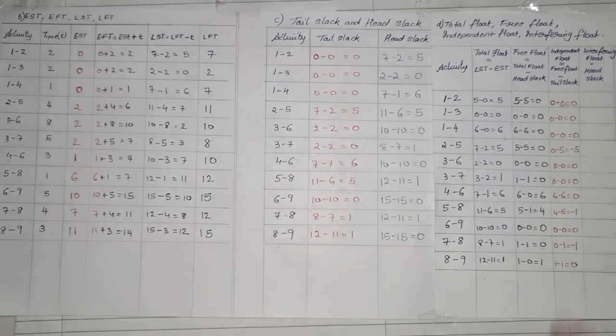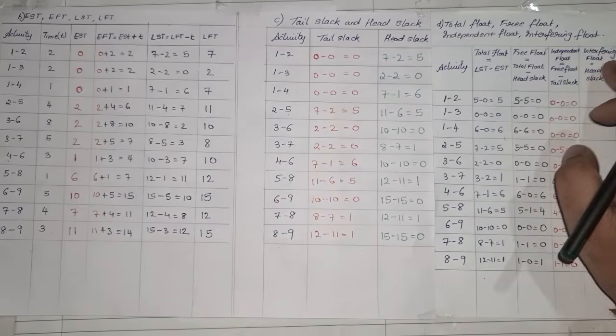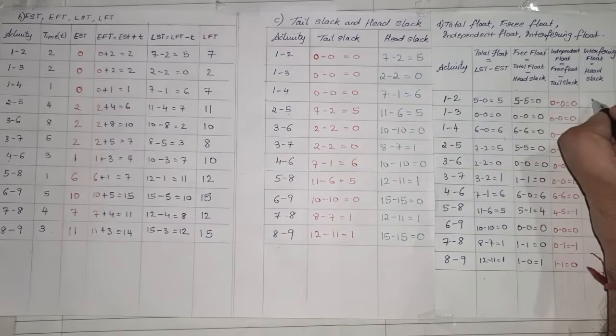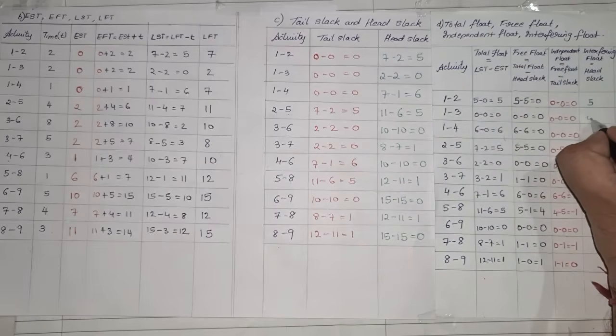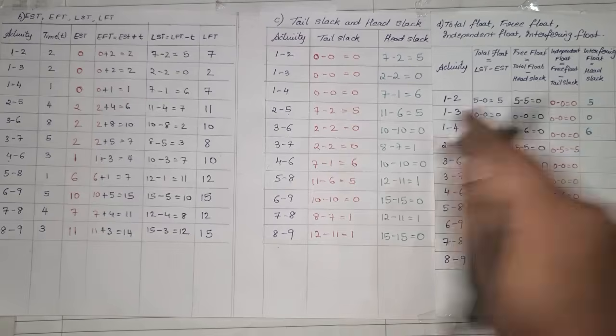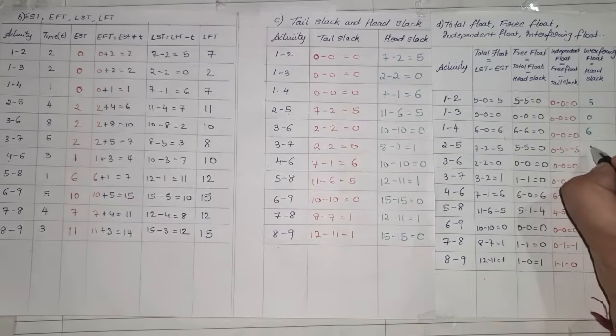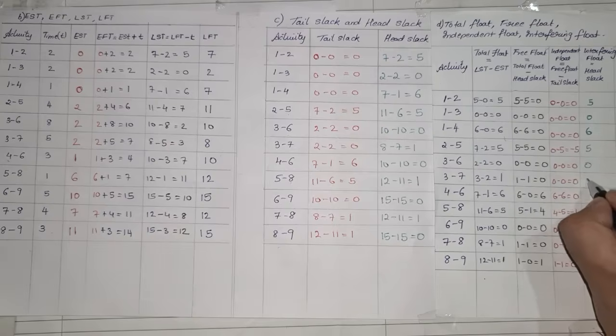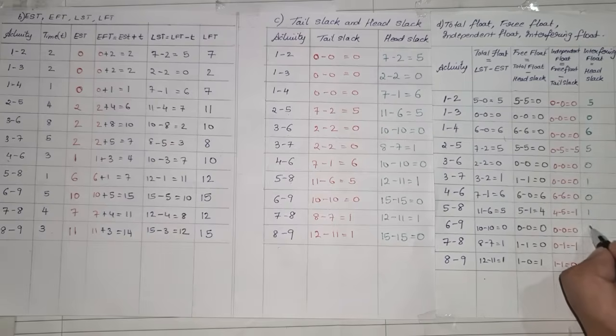Okay, that was independent float. And last is interfering float. Interfering float is equal to your head slack. So whatever value we had got in head slack becomes your interfering float. So we have 5, 0, 6, 6, 5, 0, 1, 0, 1, 0, 1, 0. I'm just noting these values here.